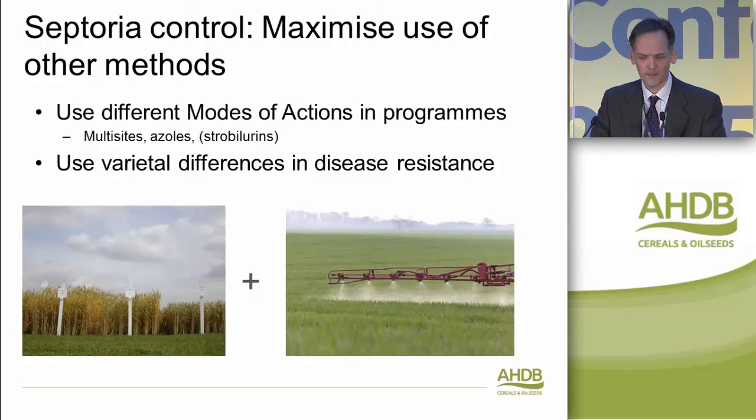But also, where possible, we should be trying to grow varieties that aren't particularly susceptible to Septoria so that we can reduce the amount of SDHI that we use in any one season, maintain yield, and save some of that efficacy for another season. Because the more we use it, the faster we will lose it.